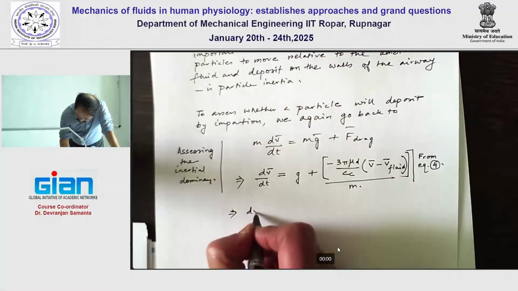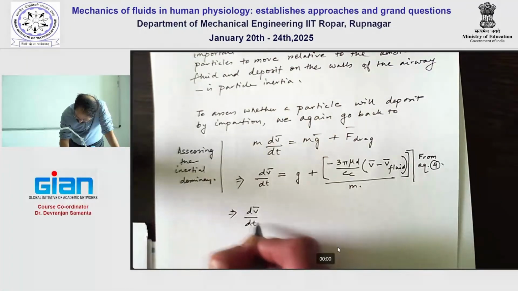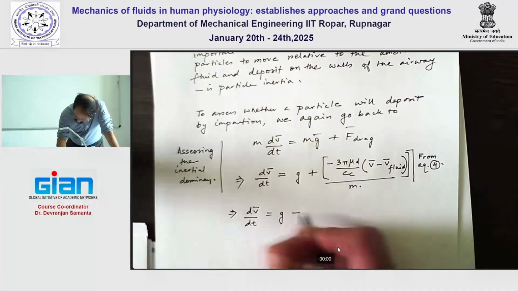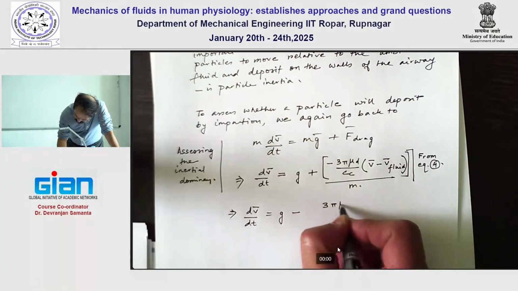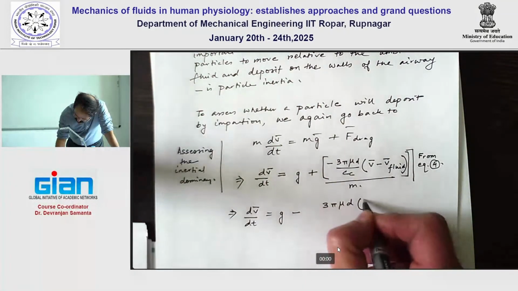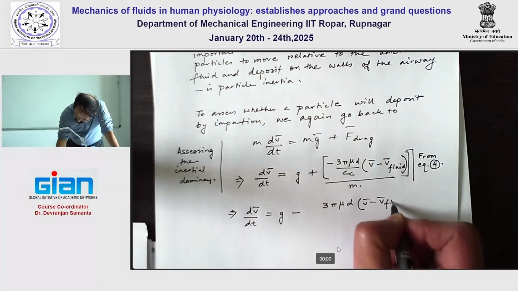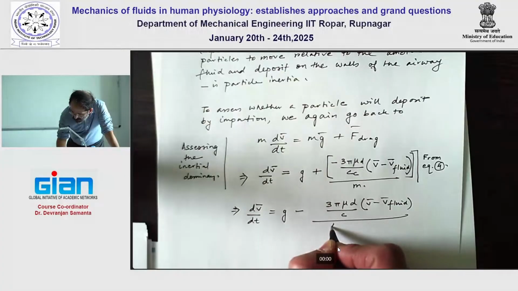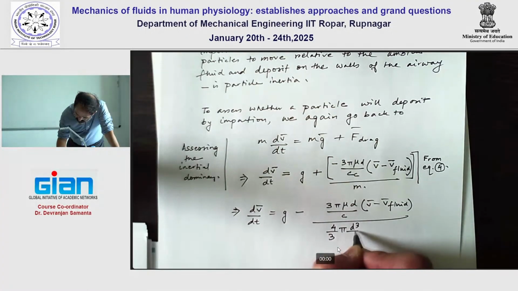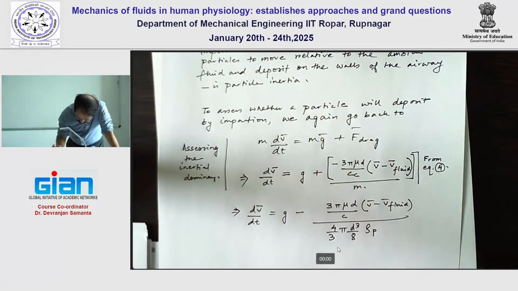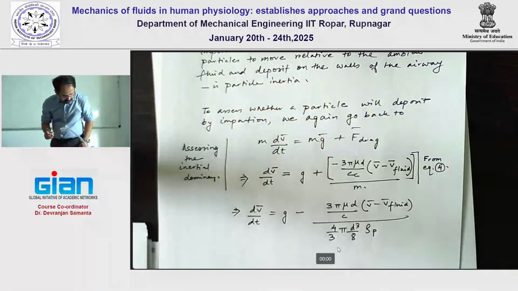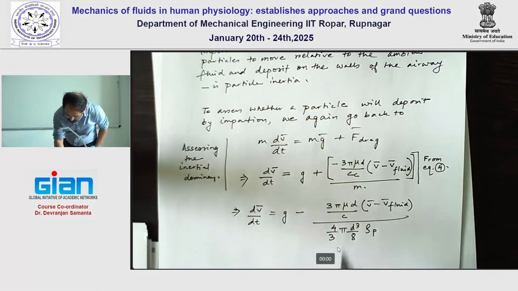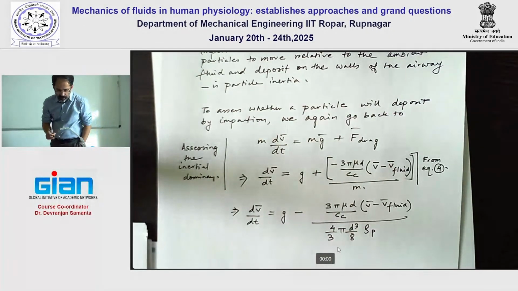So dv/dt is equal to g minus 3 pi mu d (v minus v fluid) by Cc by, this is 4/3 pi d cube over 8 rho particle. So let's now cancel the different terms that we can cancel. So sorry, this is Cc.